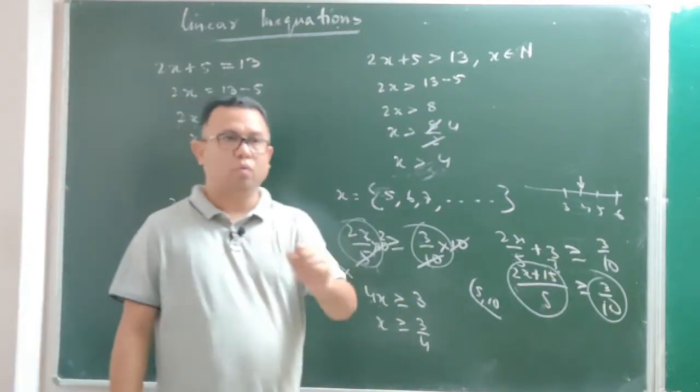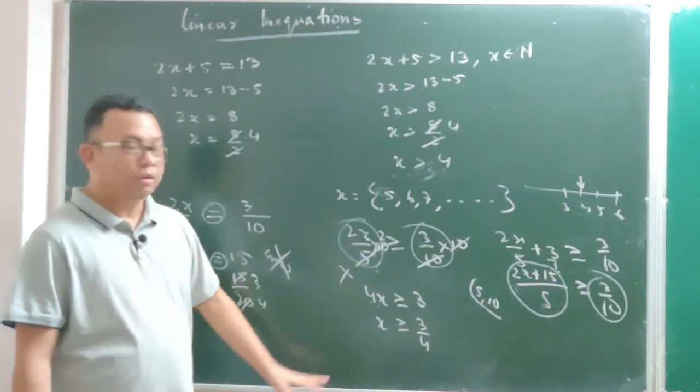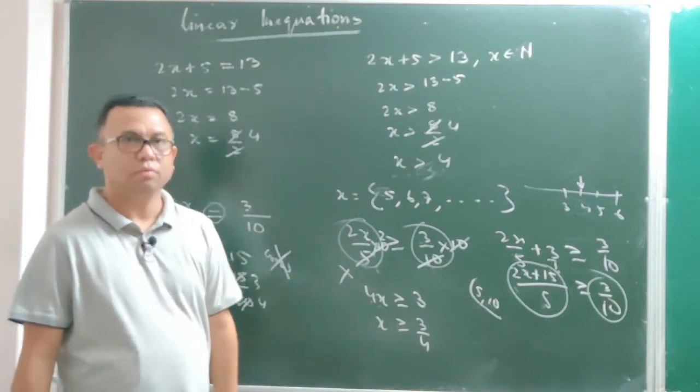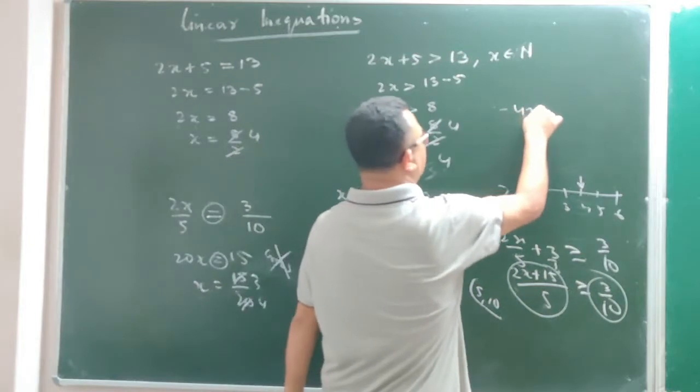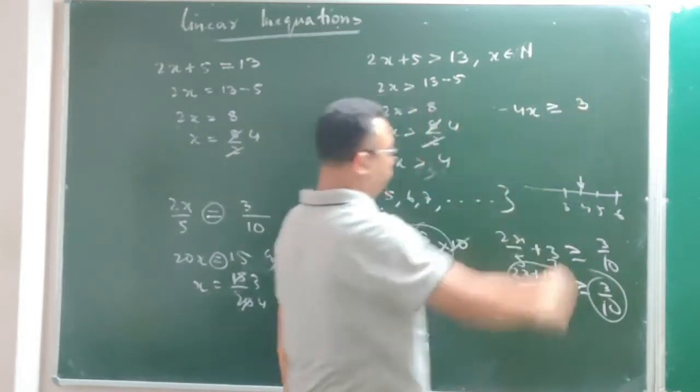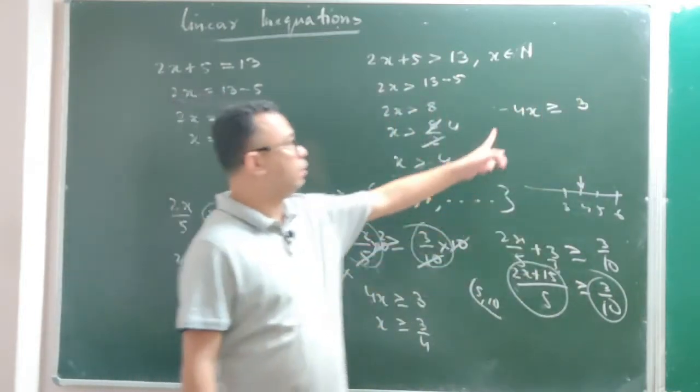Now, one more rule I want to tell you. Supposing I just solve this question only. Let's suppose finally after solving you got 3. Here it is 4x, but I wrote minus 4x.